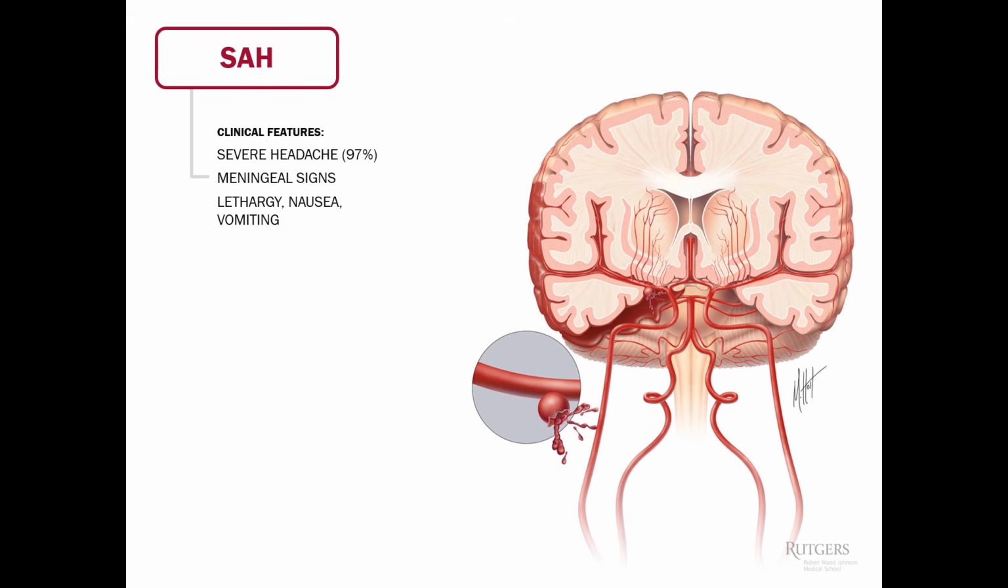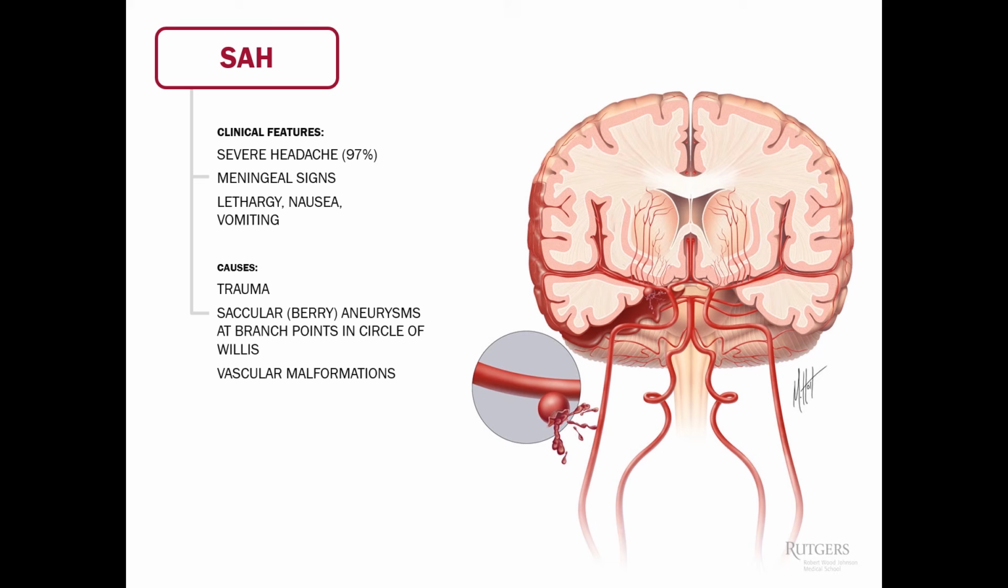By the way, subarachnoid hemorrhage does not have the market cornered on worst headache of life. Can you think of any other disease processes that can cause thunderclap headache? That's going to be your homework for today. Let's get on to the causes. Trauma is actually the most common cause of subarachnoid hemorrhage, but ruptured saccular aneurysms are the most common cause of non-traumatic SAH.